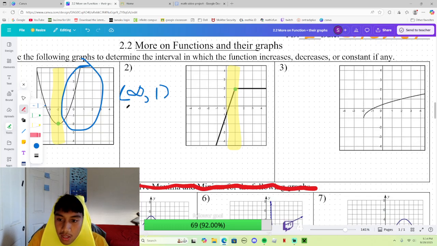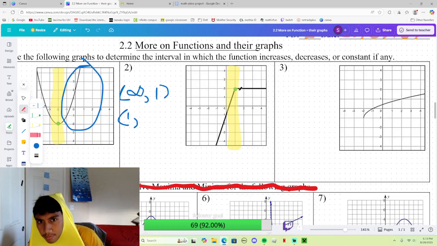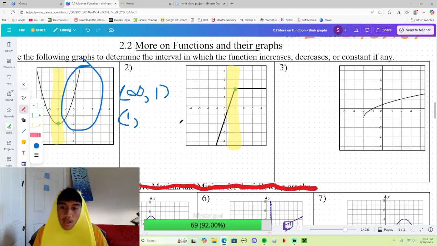And now we do the same thing like we did last time. Pick up where we left off at 1, and then you might be thinking, what could this possibly be? Infinity? Negative infinity? I say it's infinity.